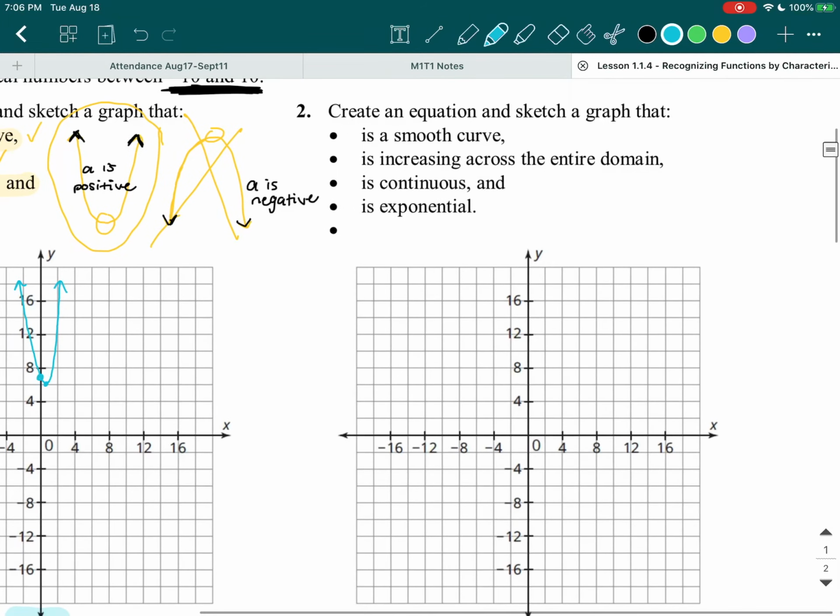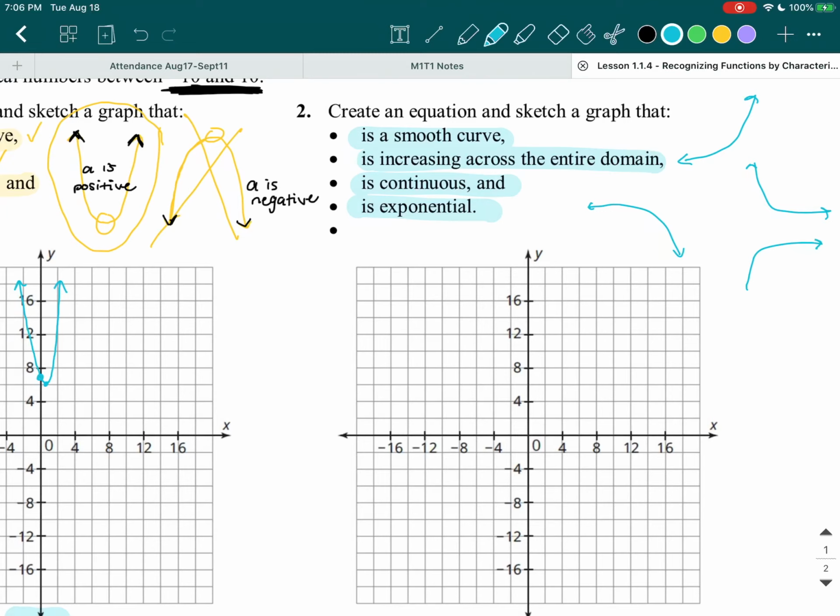We're going to create an equation and sketch a graph that, let's see, what type of function is this? I'm going to just highlight things to figure it out. It says it's a smooth curve, is increasing across the entire domain, is continuous, and is exponential. Generally exponential functions either look like this, flat and then increasing, or they can look like this, flat and then decreasing, or they can look like this, or this.